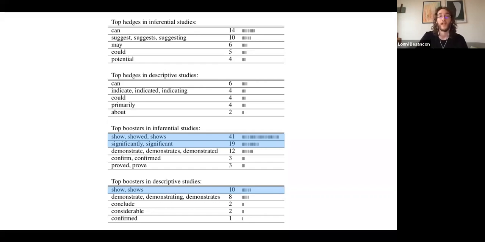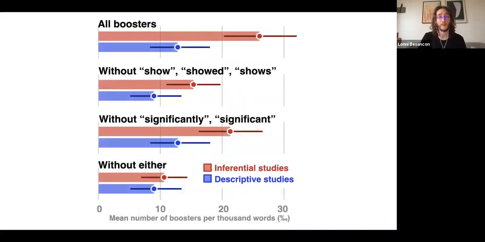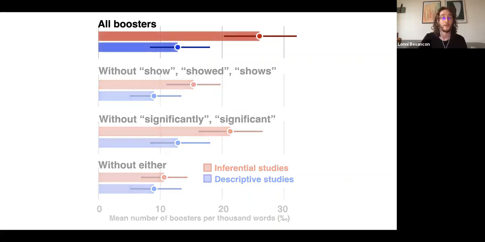Now we can wonder, okay, but maybe if I just use, like, this study shows that X, Y, Z, maybe this is not really boosting too much. So is our analysis actually robust to removing these, for instance? That's something we decided to look at. So again, you see here just the difference in booster use in inferential studies at the top and descriptive studies at the bottom. And these are the results we had before that I already presented.